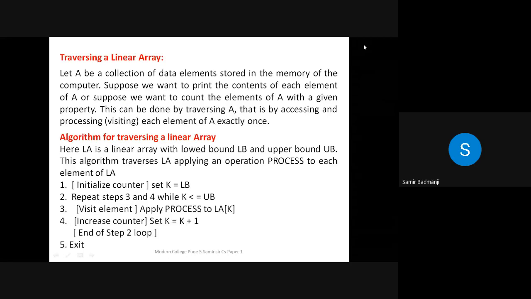What do you mean by traversing? Traversing means moving through an array one by one, accessing each element only once and applying some process or some operations on it. Now suppose A is the name of the array, a collection of data elements stored in the memory of the computer. Suppose we want to print the contents of each element of A, or suppose we want to count the number of elements of A with a given property. This can be done by traversing A, that is by accessing and processing each element of the array exactly once.